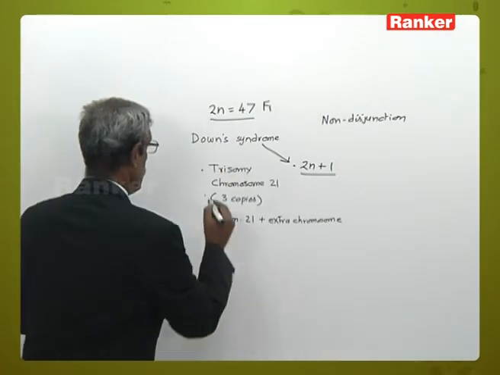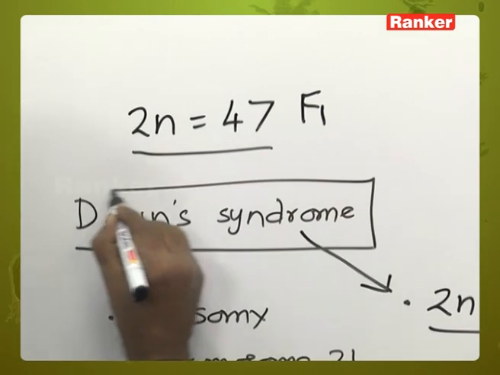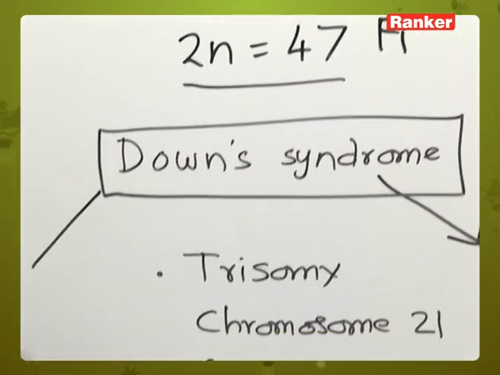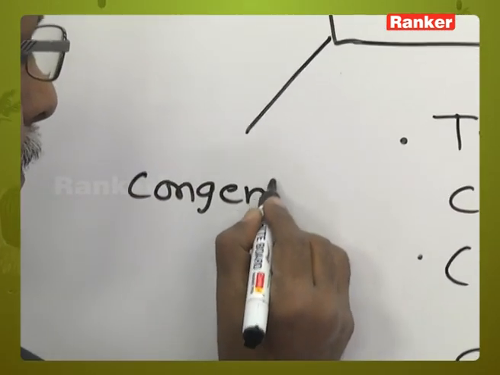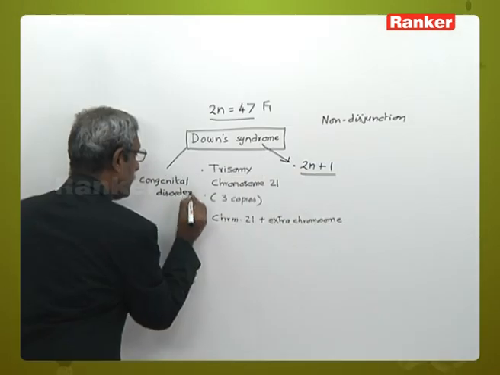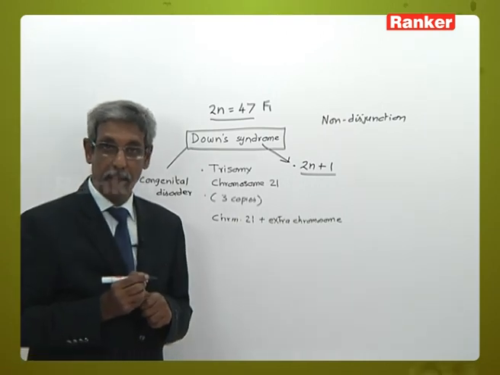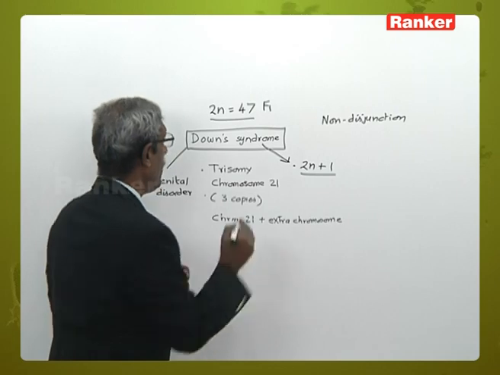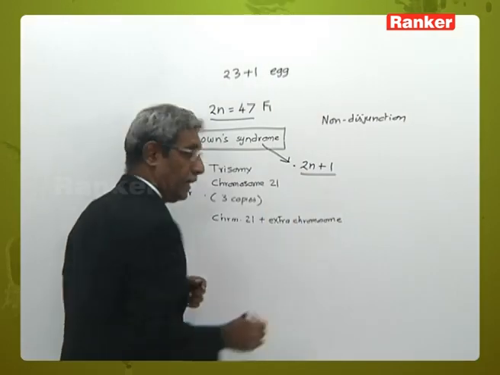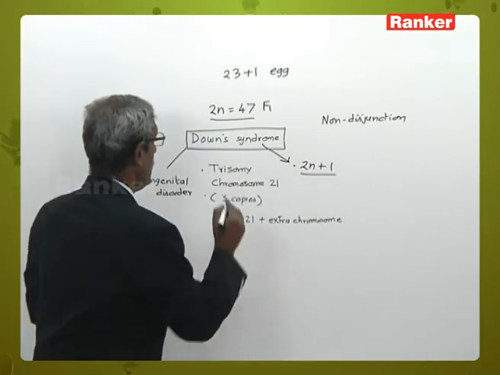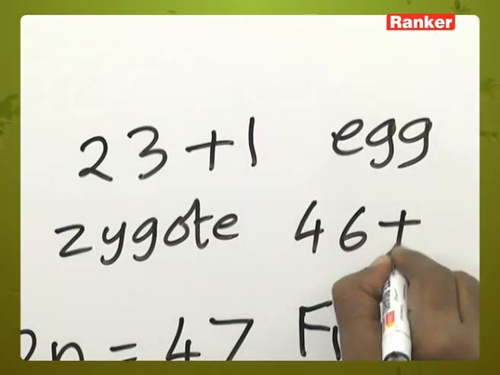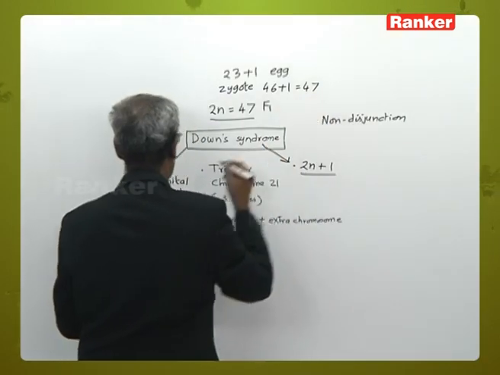Now, when you take Down syndrome, Down syndrome is a congenital disorder. That is, the character can be inherited because we have 23 plus 1 chromosome in the egg. Thereby, in the zygote, we would be having 46 plus 1 is equal to 47 chromosomes.